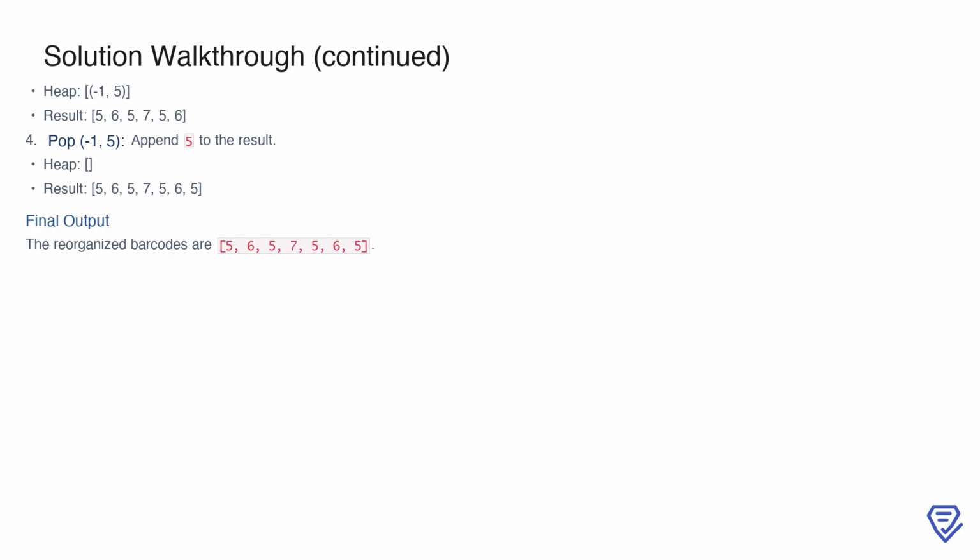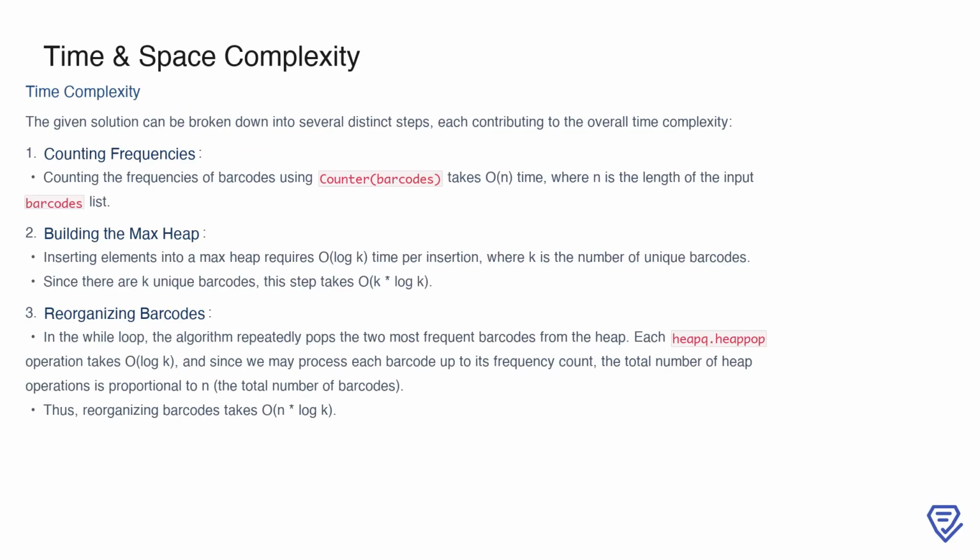In all examples, we ensure that no two adjacent barcodes are the same by always selecting the two most frequent barcodes available at each step. This approach guarantees a valid solution as long as it's possible to reorganize the barcodes. To analyze the time complexity of our solution, we can break it into several key steps. First, we count the frequencies of all barcodes using the Counter class.